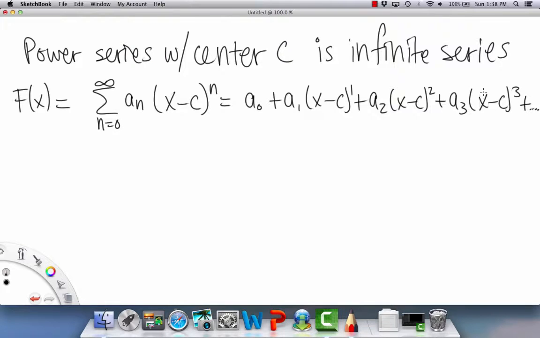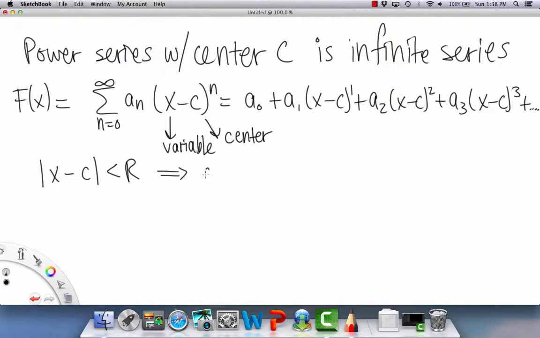So in this series, x is our variable, and again, c is our center, the point around which this is centered. Another property of the power series is that for all x where the absolute value of x minus c is less than a certain r, which is our radius, the series is said to converge absolutely.